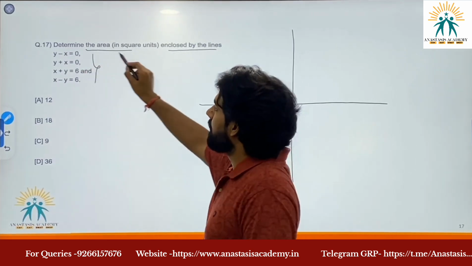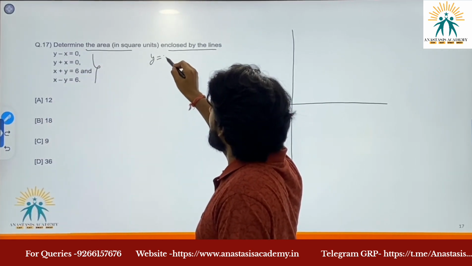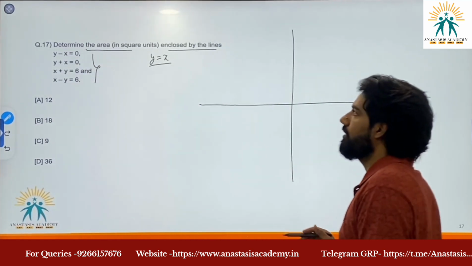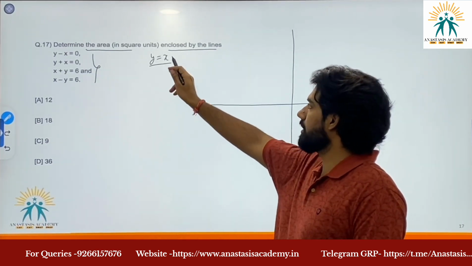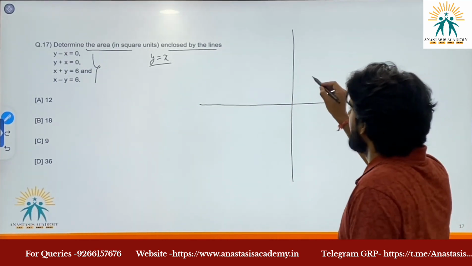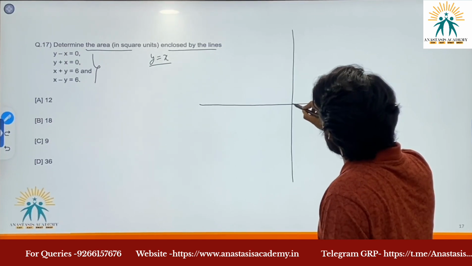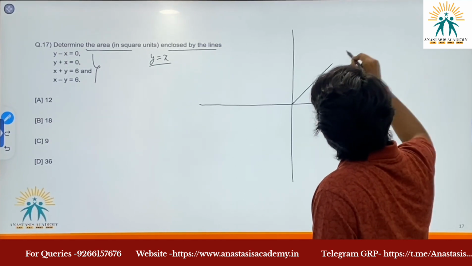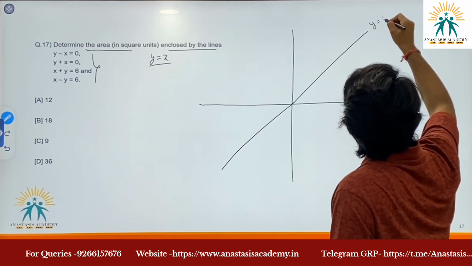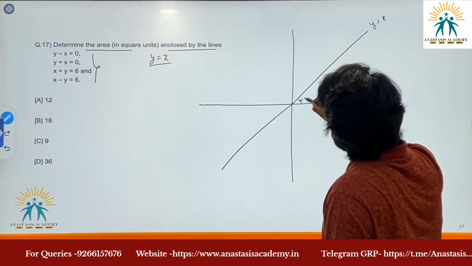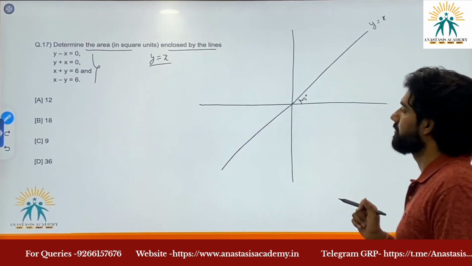So this is y minus x is equal to 0 or y equal to x line. I know y equal to x line is an increasing slope in which the value of x and y are equal. So it will be a line at angle 45 degree. This will be y equal to x line. This is at 45 degree because slope is 1.